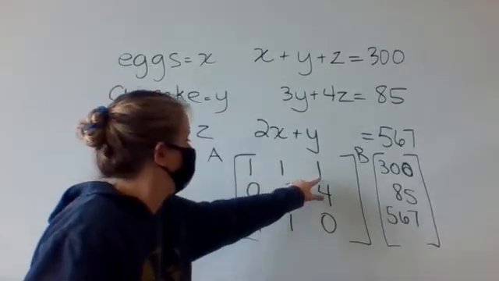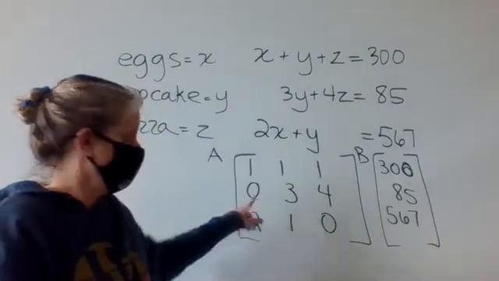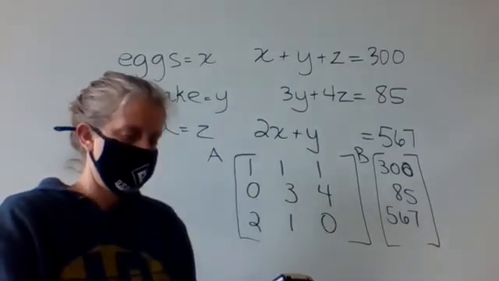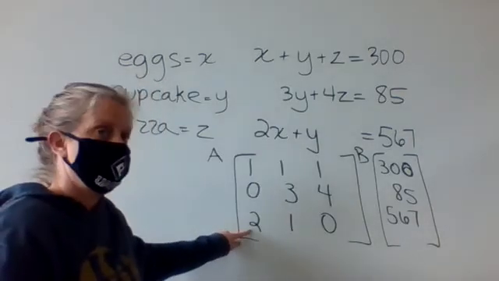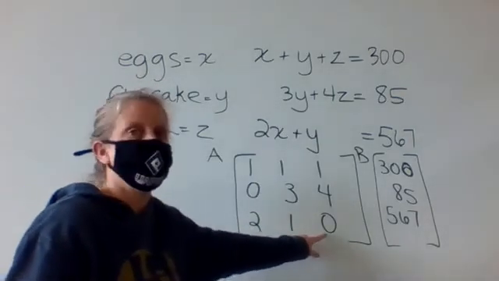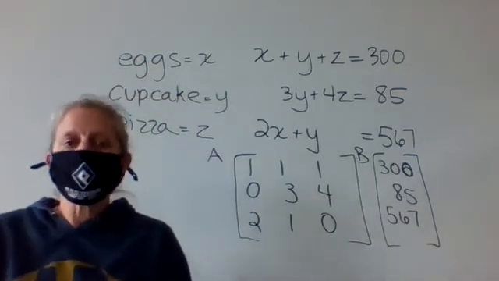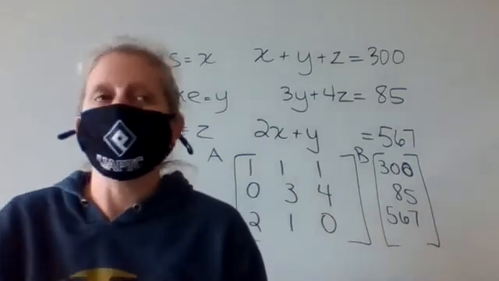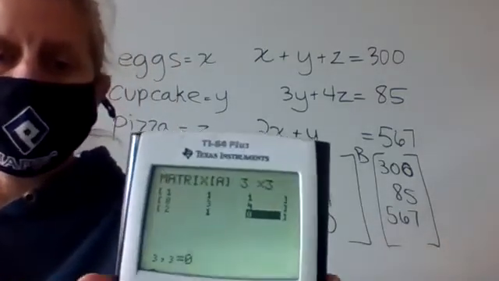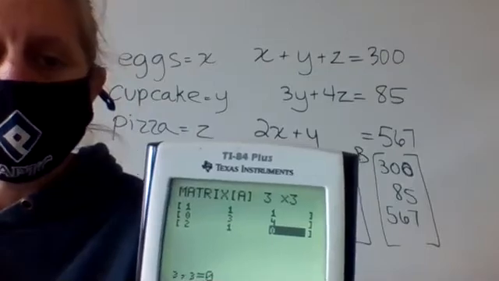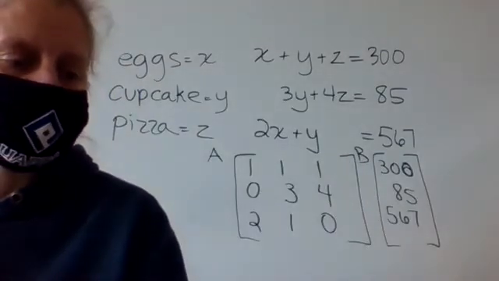So across the top row, you'll hit 1, 1, 1. Second row is 0, 3, 4. Bottom row is 2, 1, 0. My most common mistake in doing these is just entering the numbers of my matrix wrong. So just double check to make sure that they are all the right numbers. So 1, 1, 1, 0, 3, 4, and 2, 1, 0.